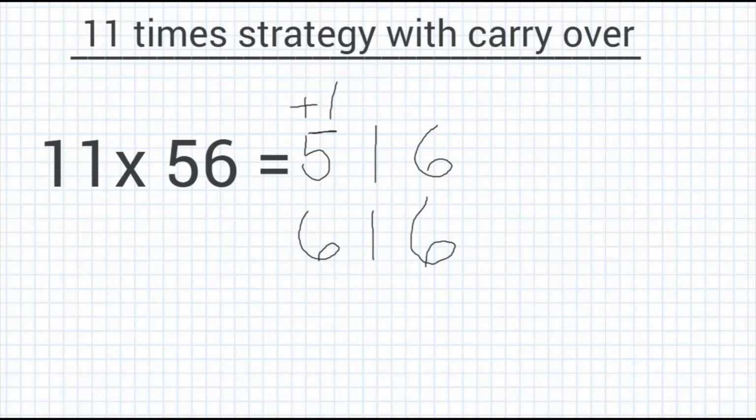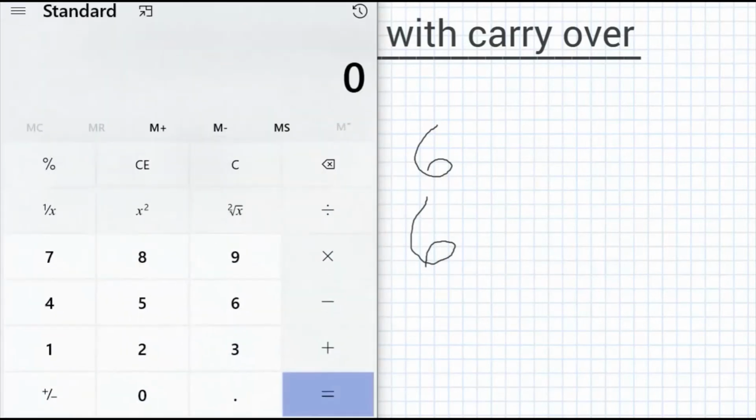616. And just like before, on the calculator, 11 times 56 is 616.